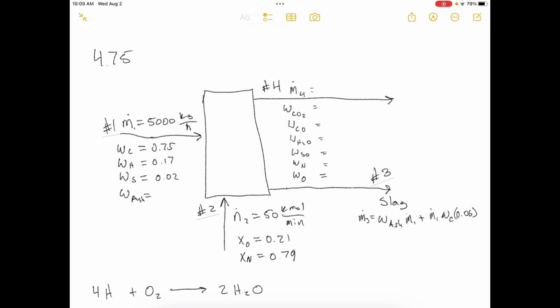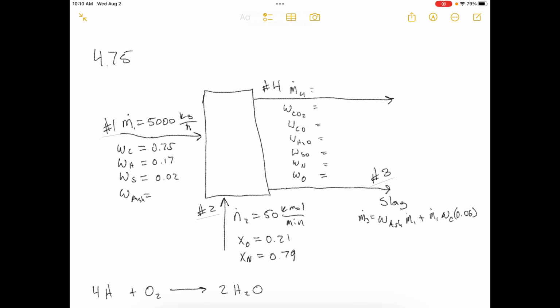Today we're working out of Elementary Principles of Chemical Processes, 3rd edition, and we're doing problem number 4.75. The problem statement says, the analysis of a coal indicates 75 weight% carbon, 17% hydrogen, 2% sulfur, and the balance non-combustible ash. The coal is burned at a rate of 5,000 kilograms per hour, and the feed rate of air to the furnace is 50 kilomoles per minute.